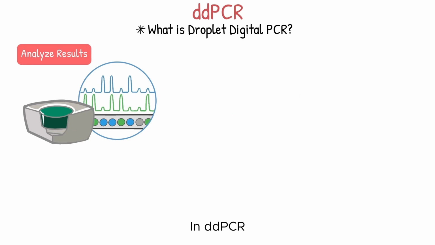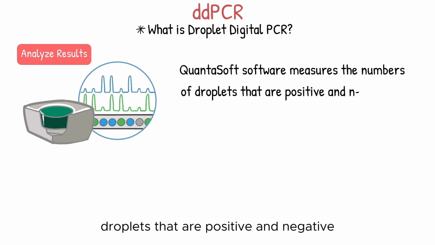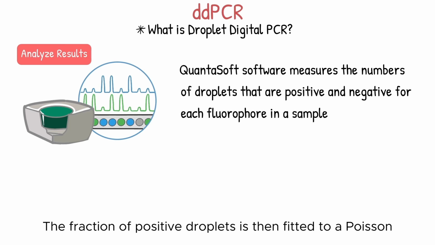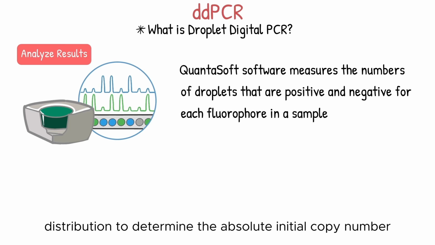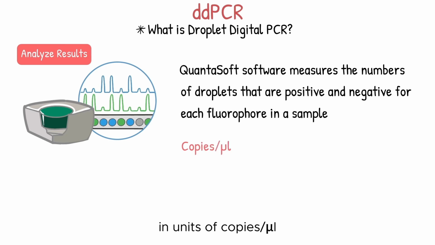In ddPCR, the QuantaSoft software measures the number of droplets that are positive and negative for each fluorophore, for example, FAM and HEX, in a sample. The fraction of positive droplets is then fitted into a Poisson distribution to determine the absolute initial copy number of the target DNA molecule in the input reaction mixture in units of copies per microliter.